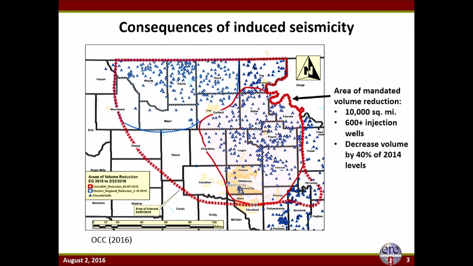Now, of course, because there is some potential for damage to property, infrastructure, even hazard to human life, induced seismicity comes with a lot of consequences. And so just for example, this year, the Oklahoma Corporation Commission, who is in charge of regulating oil and gas activities in Oklahoma, decided to issue an unprecedented mandate to reduce injection of wastewater disposal across a large part of the northern part of the state, and that actually affected over 600 wells.